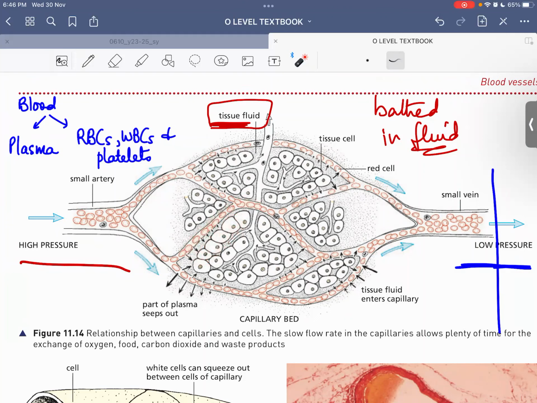Miss, I have one doubt. In that other diagram where we studied about capillaries, what we studied was that capillaries are providing oxygen to those cells that surround them, right? But which cells exactly are these?